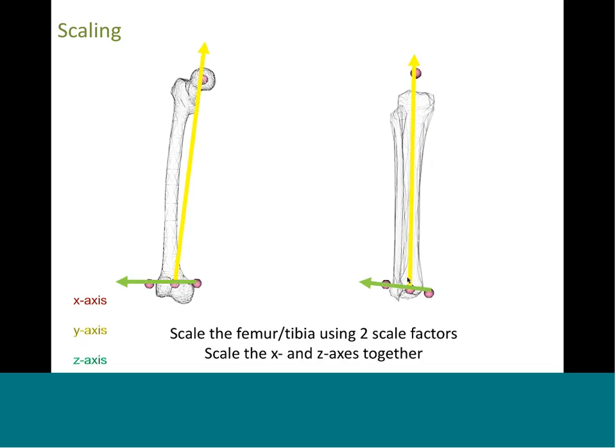So for this scale factor, you'd use the distance between the medial and lateral markers placed on the joint. So for the femur, again, this is the medial and lateral femoral condyles. And for the tibia, you'd use markers placed on the medial and lateral malleoli. Now, depending on your subject, you can scale the left and right leg together, but we suggest scaling them separately.